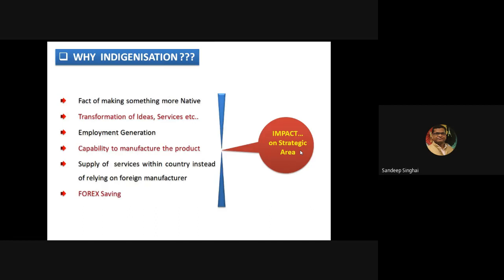Then forex saving; these days forex saving is not much of an issue, but the one thing which I put more importance on is opportunity cost. Many a time, if you don't have a certain capability or capacity, the cost of a product is much more in international markets because there are a lot of issues of technology denial. But once you make a thing, for example in case of head-up display, the day we made it, the international pricing for India was halted. Although we may import certain things, they come at a fraction of the original cost at which they were offered when you didn't have the capability to manufacture it. So that has been a great impact on the strategic area.